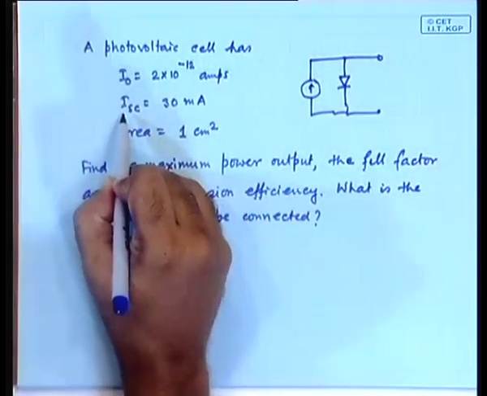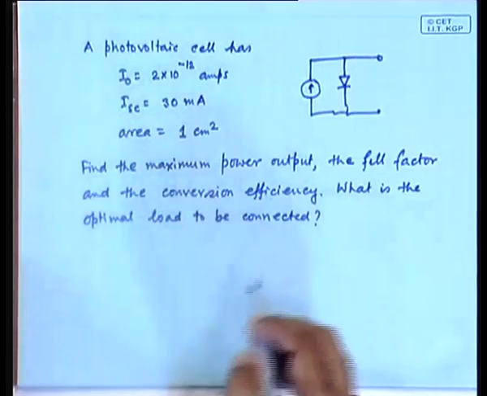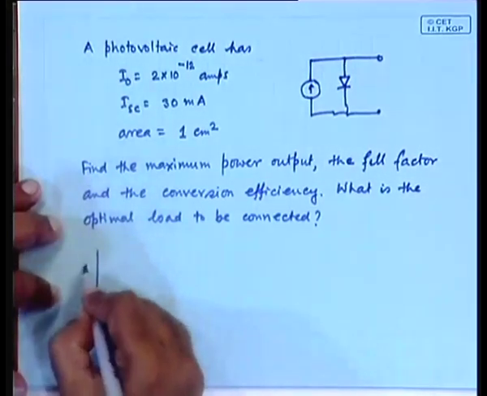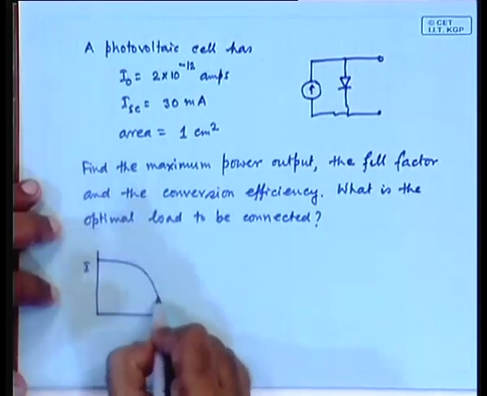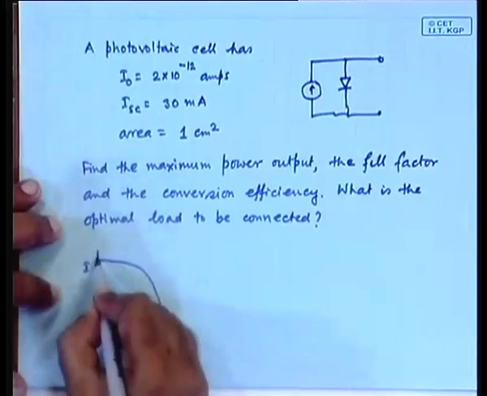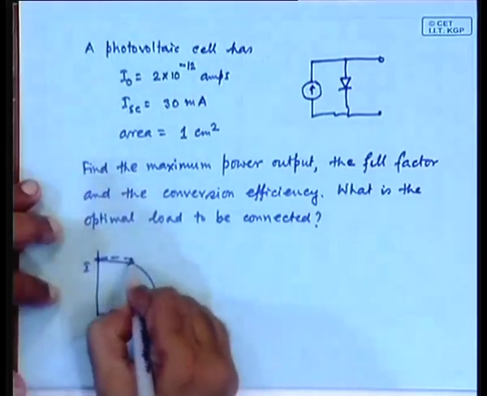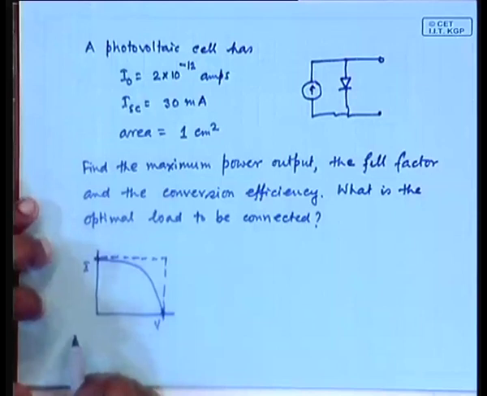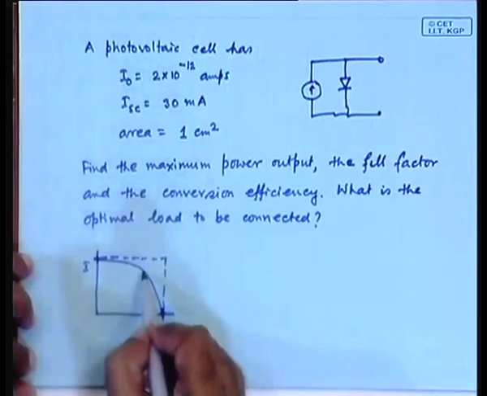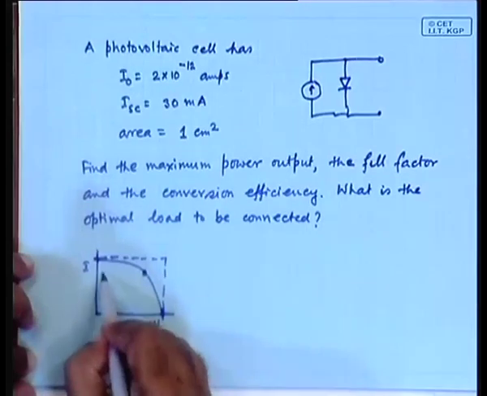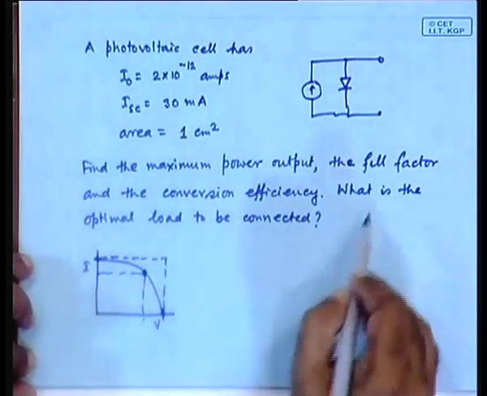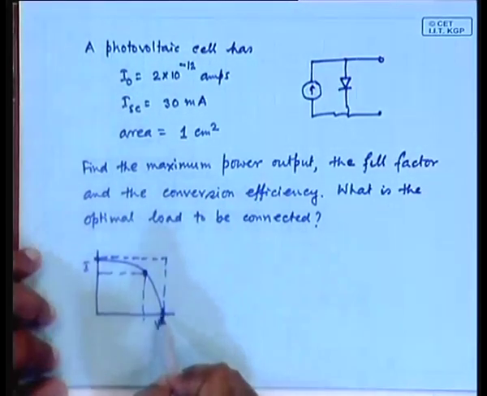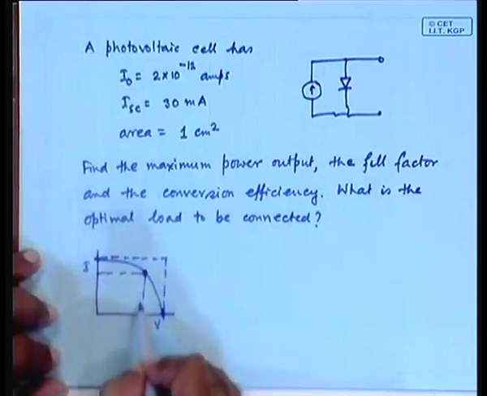The short circuit current is given. Okay. So, you have this, you have that, and naturally you have this. Fine. What do you need in addition? You need to find out the maximum power point in order to find the fill factor. So, you have this, you have that, and you need to find this.